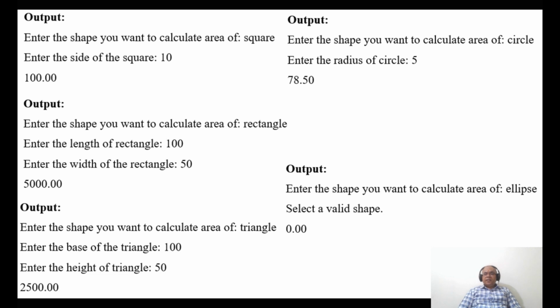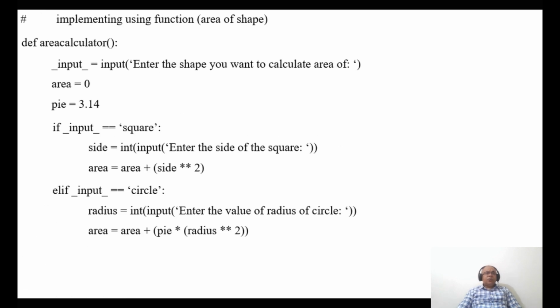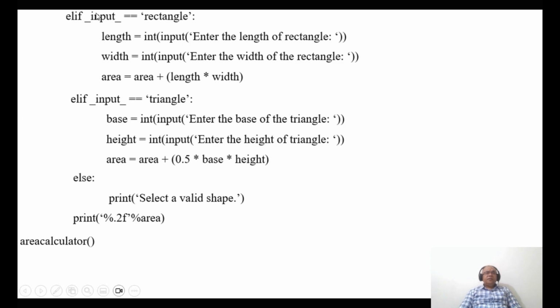Enter the shape you want to calculate the area of: ellipse. So I'm going to type ellipse. What happens? We will see. Once you type ellipse, the input is ellipse. Area is taken as 0, pi is equal to 3.14. So here, is ellipse equal to square? No, it comes to this. Is ellipse equal to circle? No, it skips this. Then is ellipse equal to rectangle? No, it skips this. Is ellipse equal to triangle? No, it skips this. Else, print, select a valid shape.